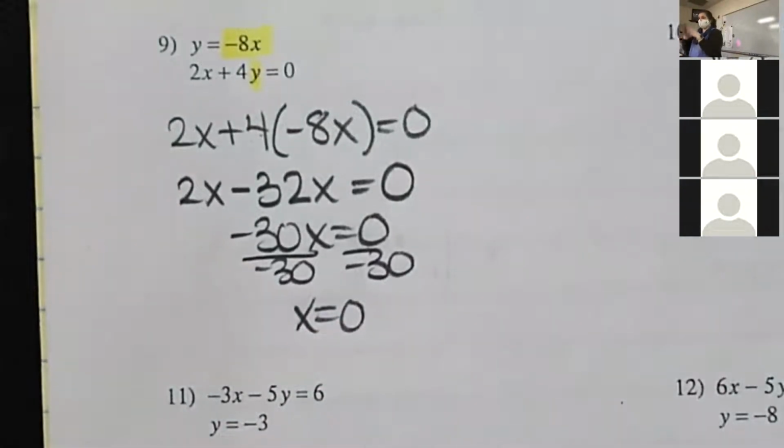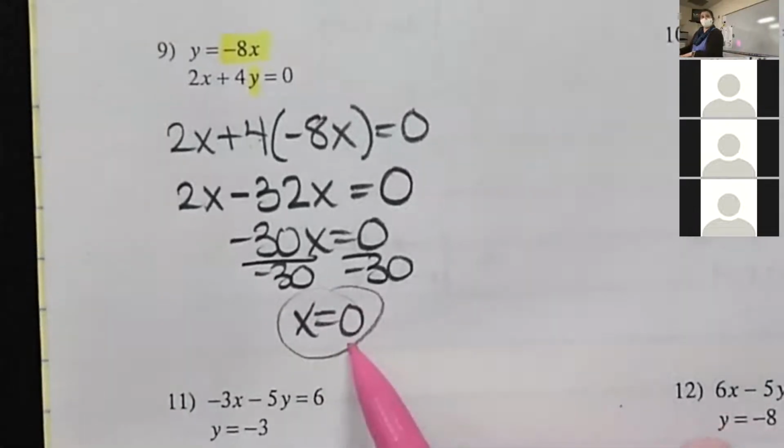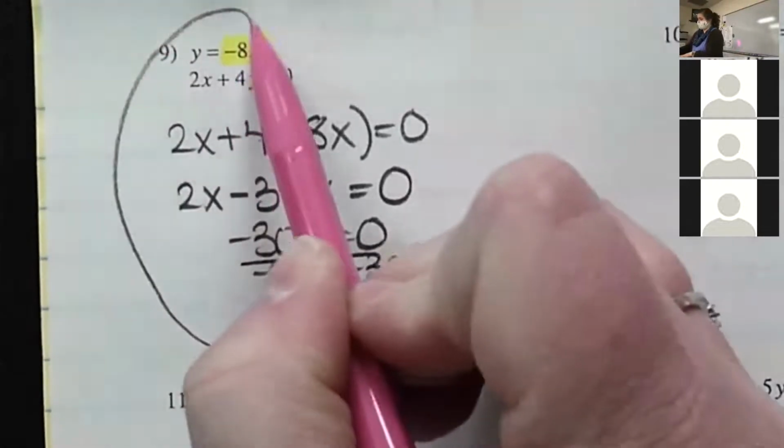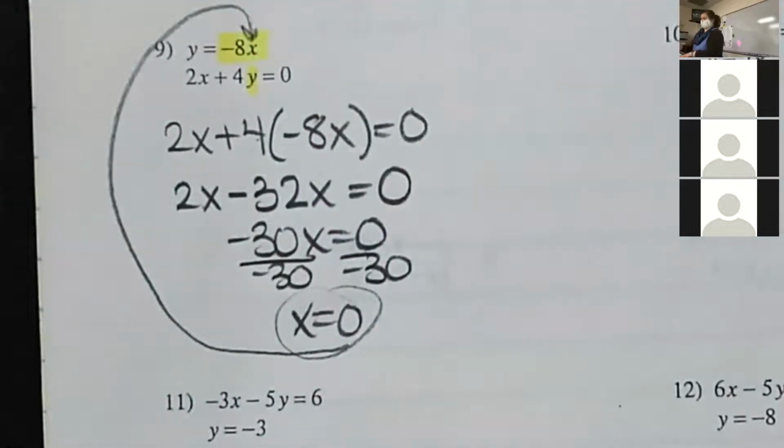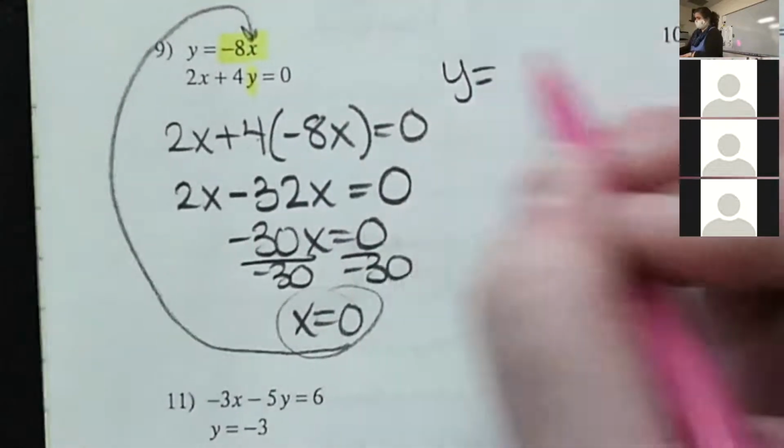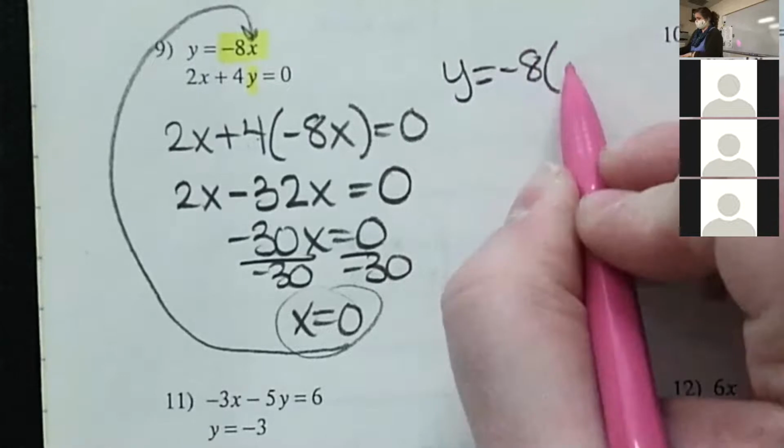Now, remember yesterday when they met at a point, which was an x comma y. Well, you only have the x so far. How do you think you're going to find the y? You plug in this 0, right? We know x. Let's plug it in up here. Why not? Y equals negative 8 times 0.